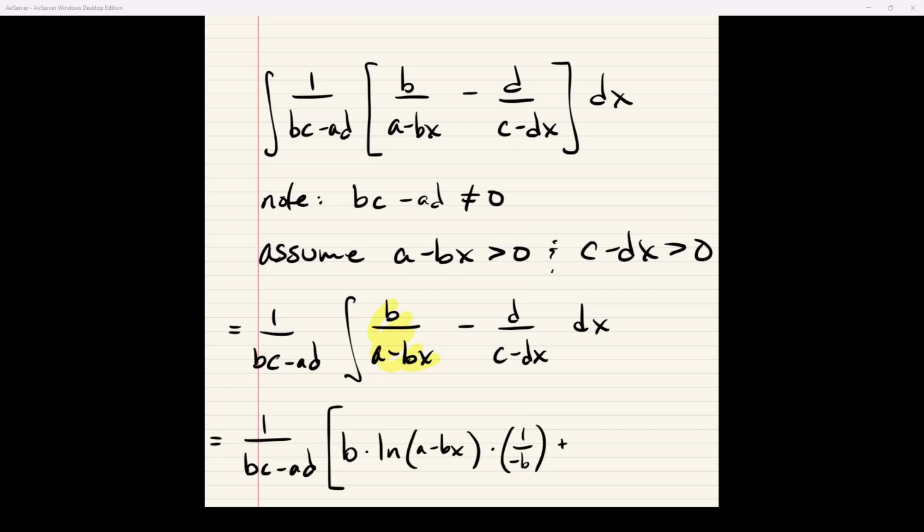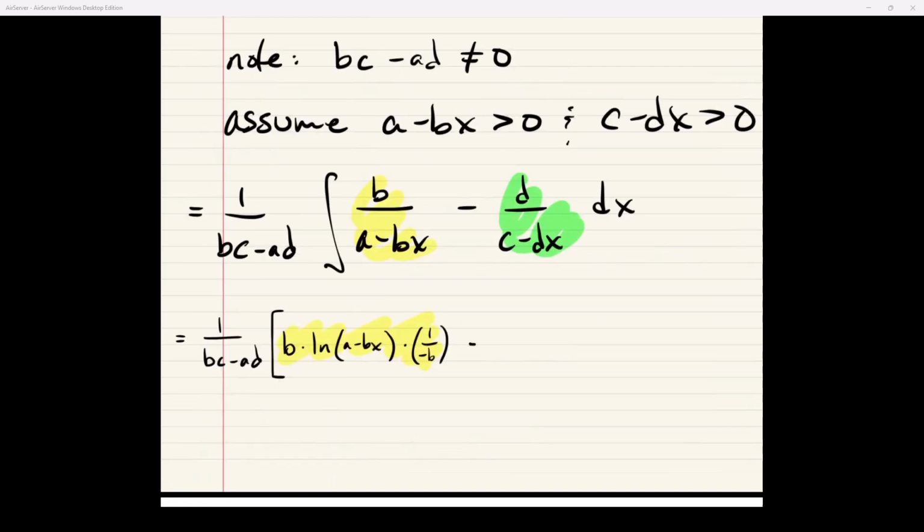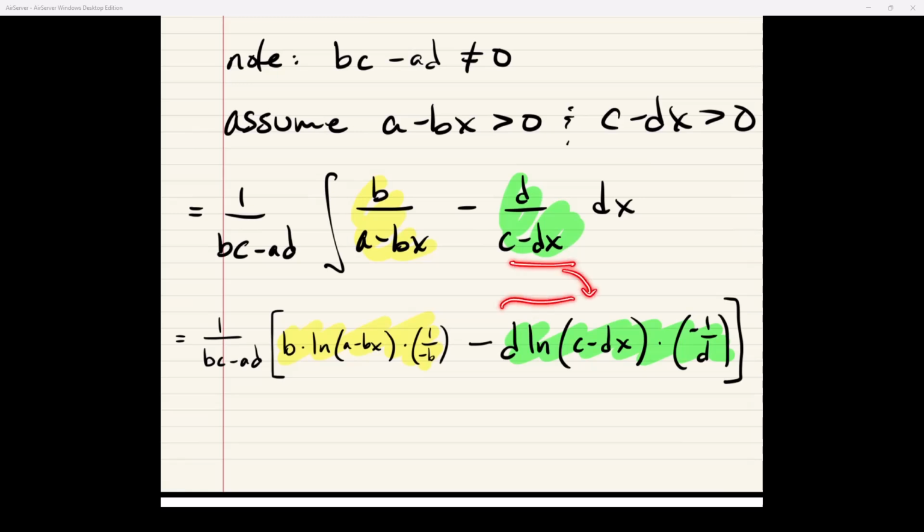Plus, and now I'm moving to this guy. Really, it's a negative, right? d times the natural log of this c minus dx, times a factor that results from compensating for the effects of the chain rule. I'll have a negative 1 over d. So integrating this guy produces that, and integrating this guy produces that. And then, of course, there's a plus c constant of integration. I'll just deal with that later.